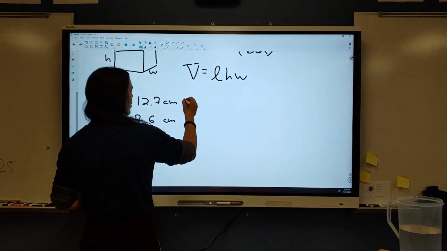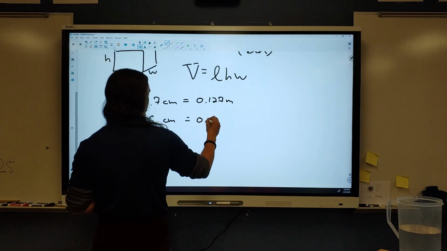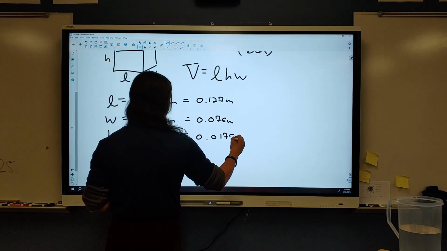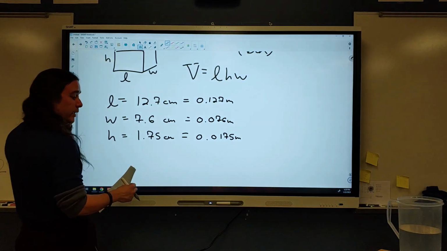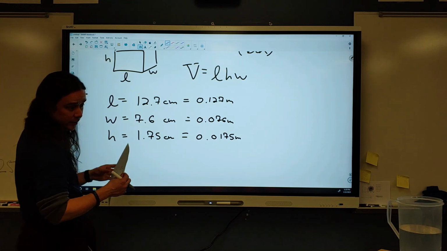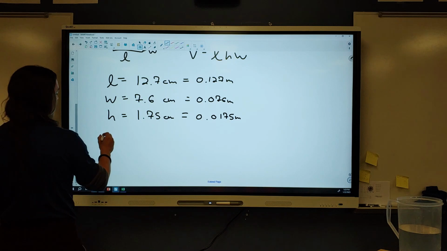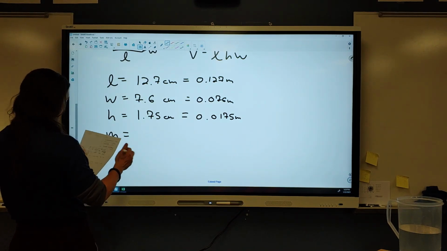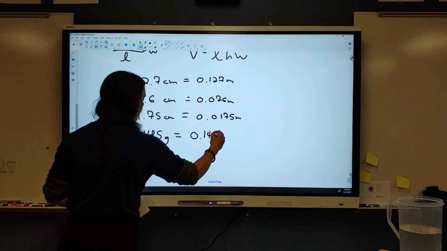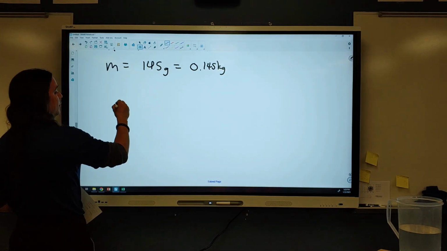Okay, now that we've got that, this is equal to 0.127 meters, this one's equal to 0.076 meters, and this one is equal to 0.0175 meters. You could probably call that 0.018 if you're rounding it to two significant figures, which wouldn't be a bad thing to do, though I can get very high precision with those. That being said, we're going to run with these numbers. The mass that I found when I put this on the balance, the scale, was 145 grams, which is 0.145 kilograms.